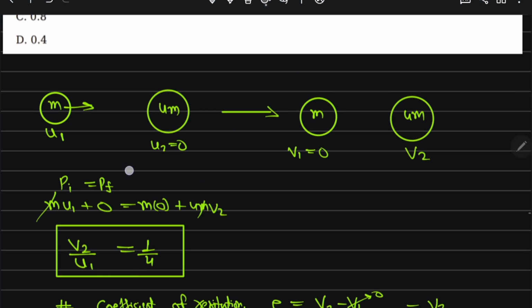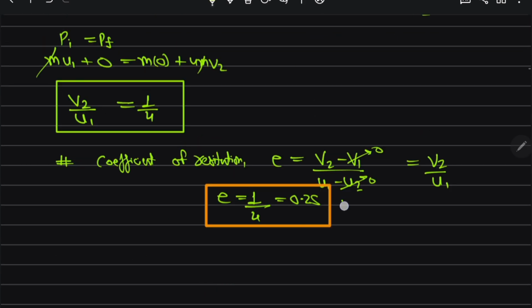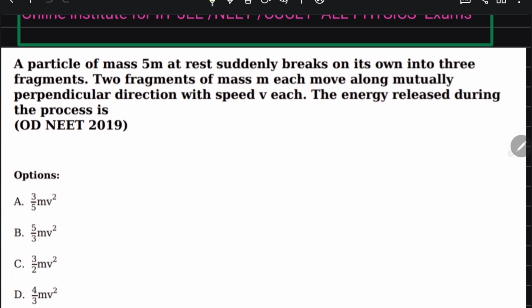So which option is going to be matched? Option B is correct. So I proceed for the next question. This is also a very good question.